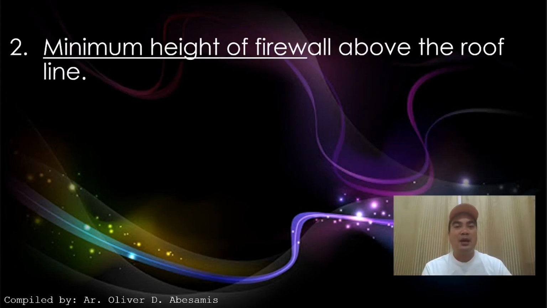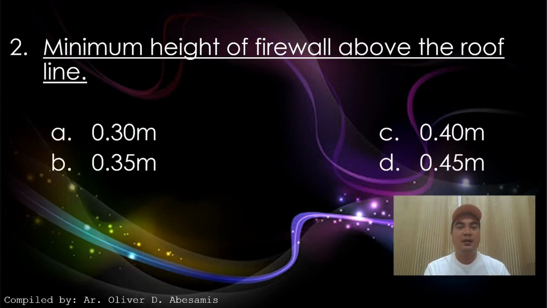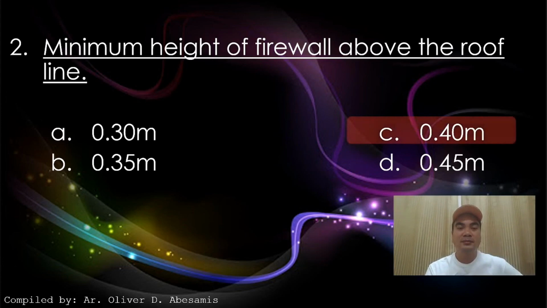What is the minimum height of firewall above the roof line? Again, what is the minimum height of firewall above the roof line? A, 0.3 meter, B, 0.35 meter, C, 0.4 meter, and D, 0.45 meter. Answer? C, 0.4 meter.